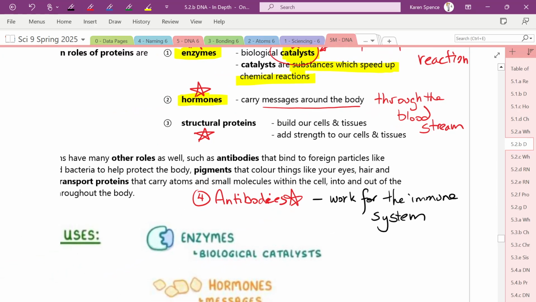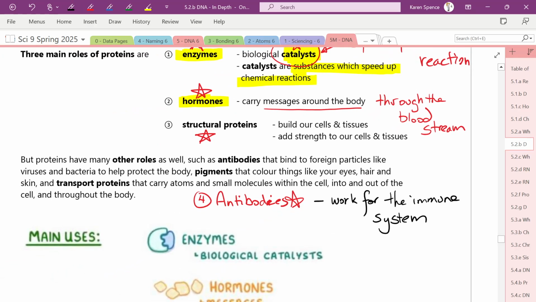And you should also know the word pigments. Do you guys know what a pigment is? It's a color, yeah, exactly. So the reason your eyes are brown or green or blue or hazel is because there are different colored pigments in your eyes, okay? So a pigment is a color.